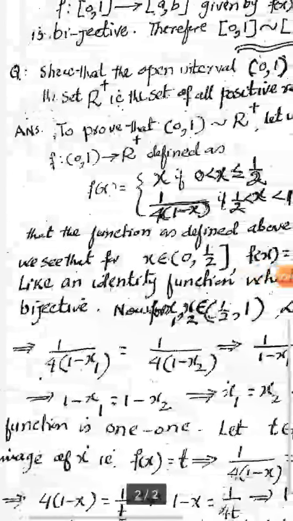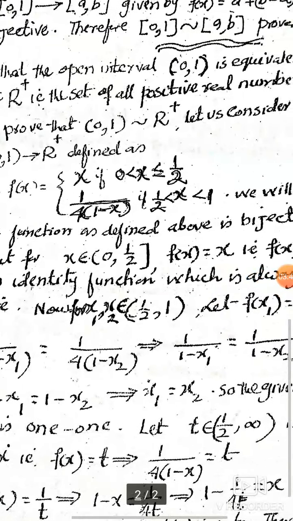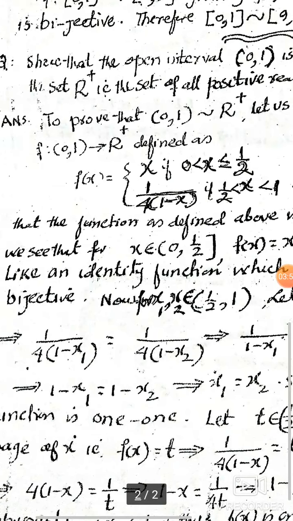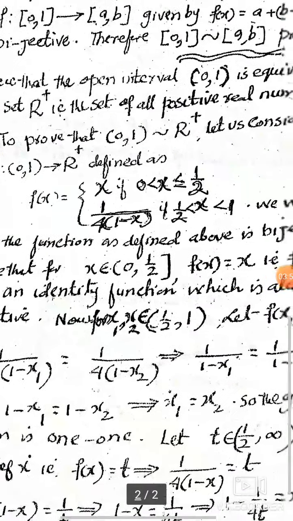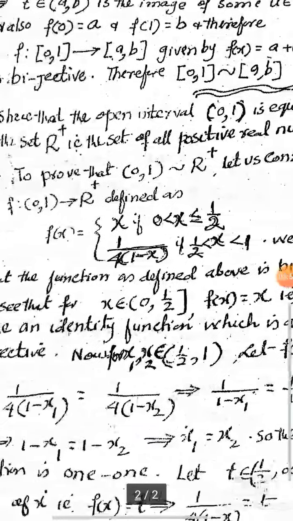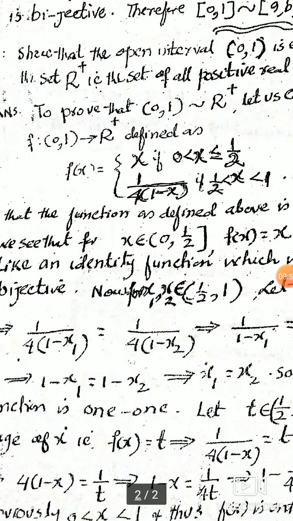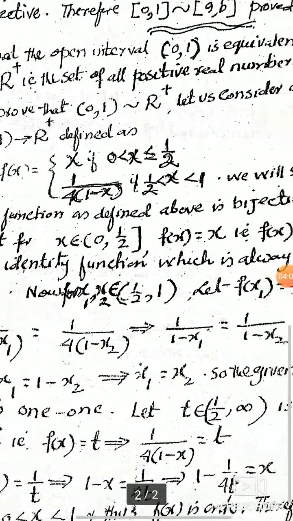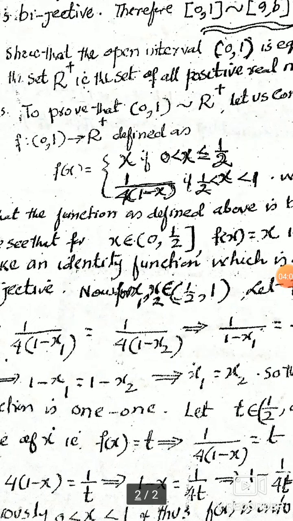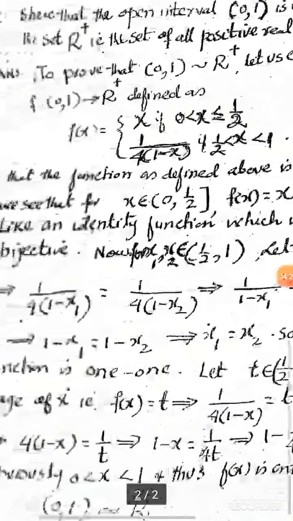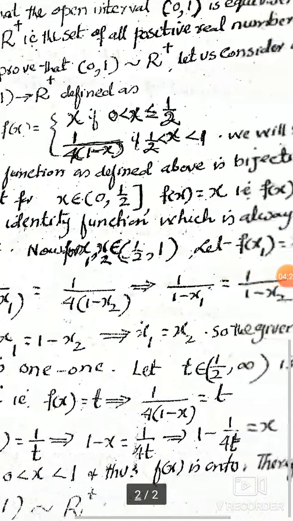Now we have the next question. Show that the open interval (0,1) is equivalent to the set R plus, that is, the set of all positive real numbers. To prove this, let us consider a function f from (0,1) to R plus defined by f(x) = x if x is greater than 0 and less than or equal to 1/2, and if x is greater than 1/2 and less than 1, f(x) = 1/(4(1 − x)). We shall show that the function as defined above is bijective.